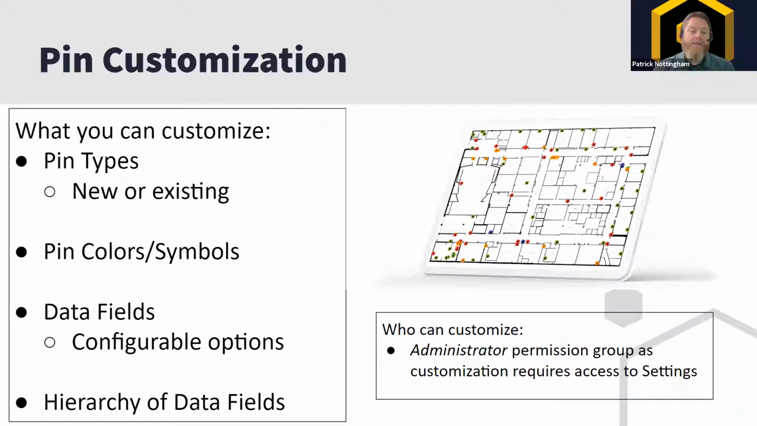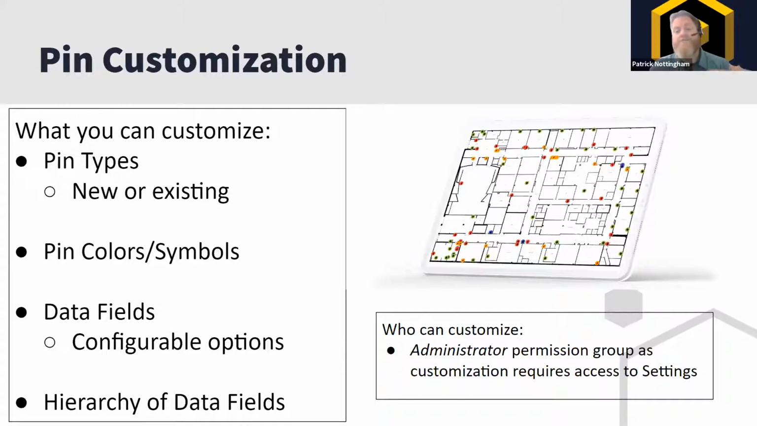You can also customize pin colors and symbols. So just because when you get AkitaBox, the mechanical symbol is green, doesn't mean it has to stay green, and doesn't mean that it can only be green. You can get multiple colors, and we'll talk more about that within a specific pin type as well. You can also do symbols, so you can drive specific use cases or needs out of what you're looking for with those pins. And then from there, you can also look at the data fields themselves.